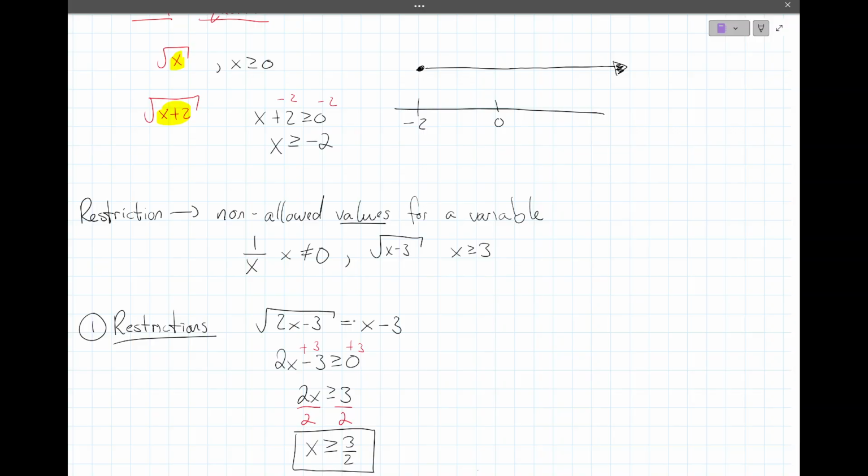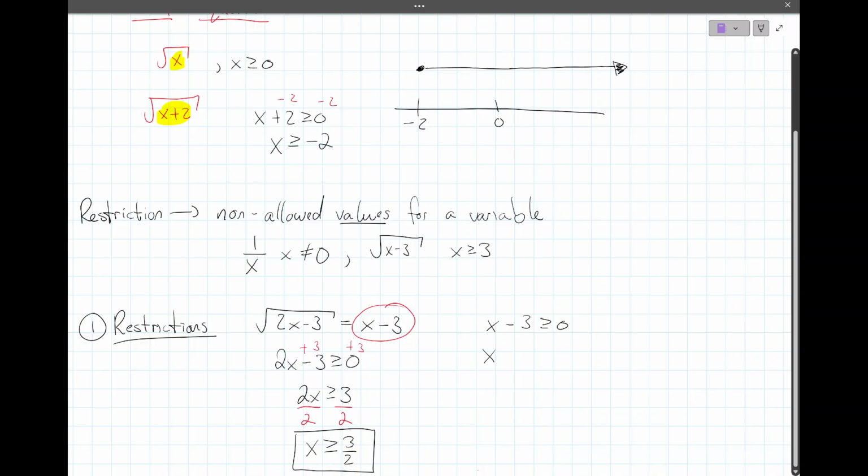Realistically, this here can never be negative, right? So what that means is that this part here coming out of the radical, x minus 3, has to be bigger than or equal to 0 as well, too, because I'll never get a negative number coming out of the radical. So my other restriction is going to be x minus 3 has to be bigger than or equal to 0 as well, because a square root will never create a negative number.